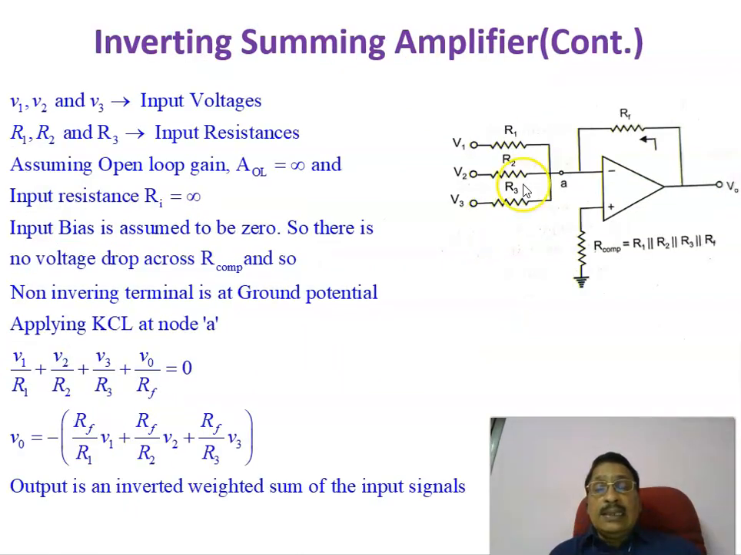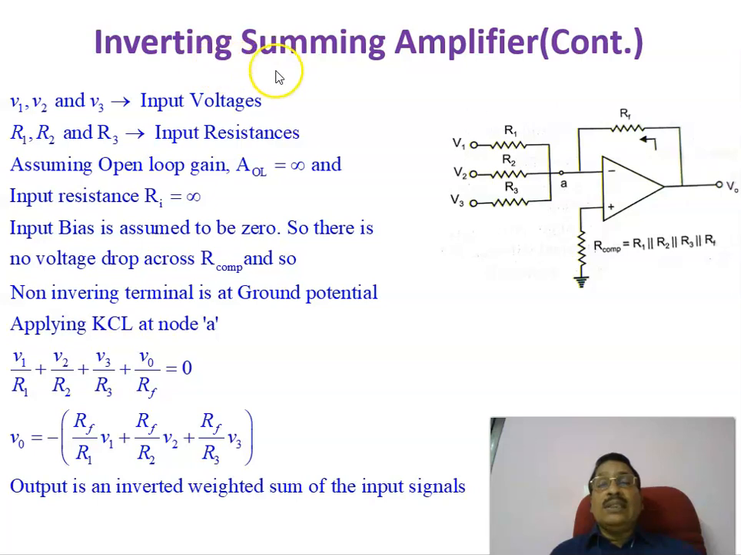Let us see the second application, the summing amplifier. In the summing amplifier, there is the inverting summing amplifier and the non-inverting summing amplifier. This is an inverting summing amplifier in which we want to sum up the voltages V1, V2, V3. These are the voltages to be summed up, and the output voltage is the summation of these input voltages with weighted gains, but with an inversion.